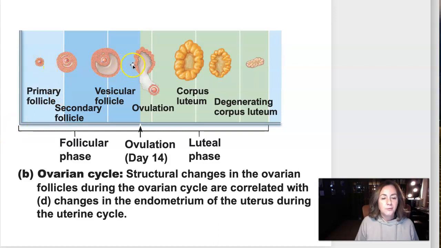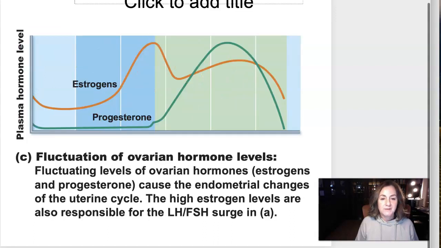So when the follicle grows bigger, you have a lot of estrogen. But when it ruptures, that is going to cause estrogen levels to drop. Corpus luteum is going to secrete more progesterone. And so we can see that here, that estrogen levels are going to go up. Once ovulation occurs, they drop, but with formation of the corpus luteum, progesterone levels go up.